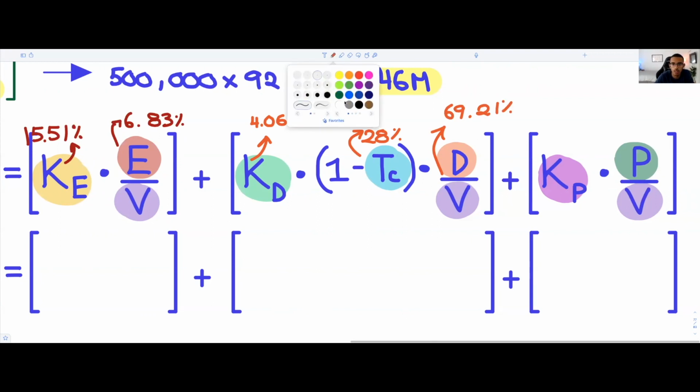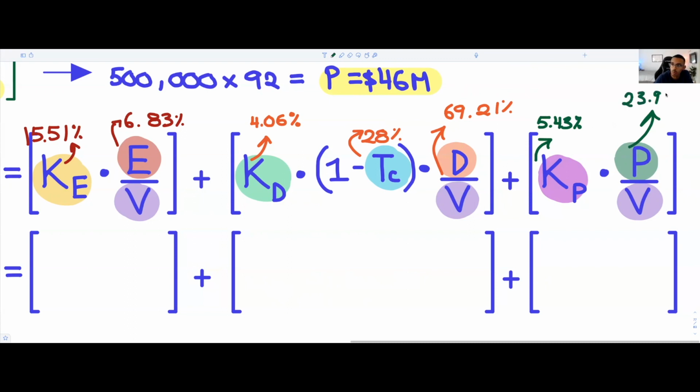Then we could move on to our cost of preferred shares. We know that that's equal to 5.43%. By the way, I'm rounding it up, so please don't kill me if I do it like this. And then our preferred value over the value of the firm is going to be equal to 23.97%. Okay. So we're going to work as a team right now, and we're going to solve every single one of these one by one, and then we're going to add them up together, and we're going to find a WACC.